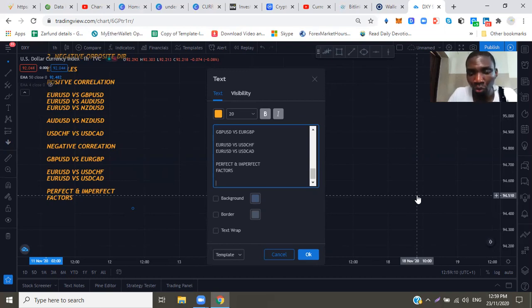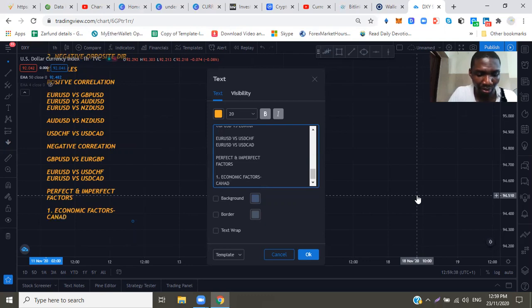Now, two factors affect the reason why they correlate perfectly or not. Number one, economic factors. When we talk about economic factors, we're talking about, like I just mentioned, the interdependencies of economies. So let's take the Canadian economy, for example.